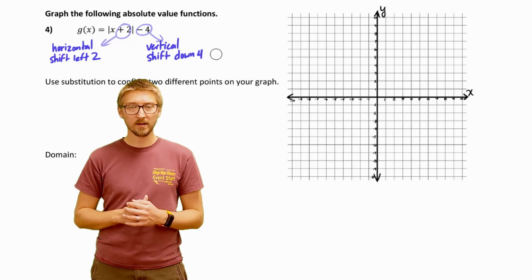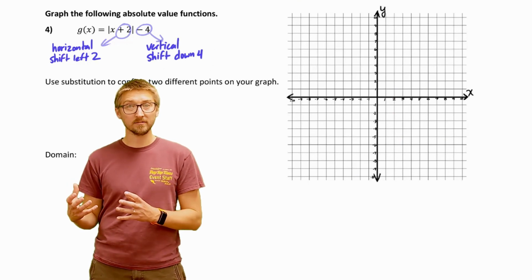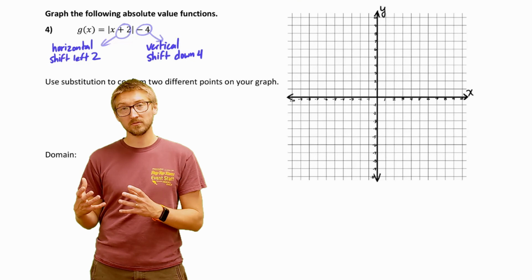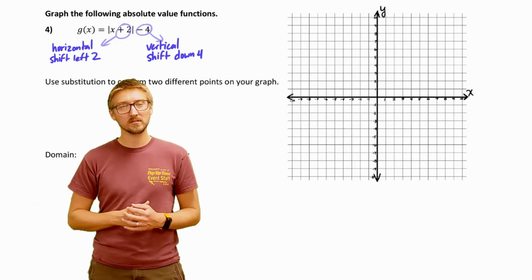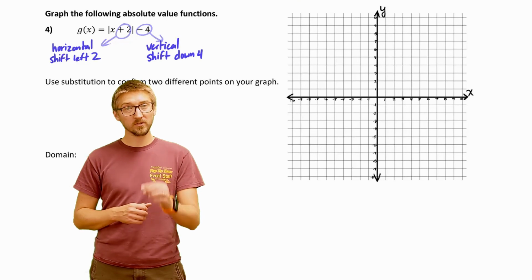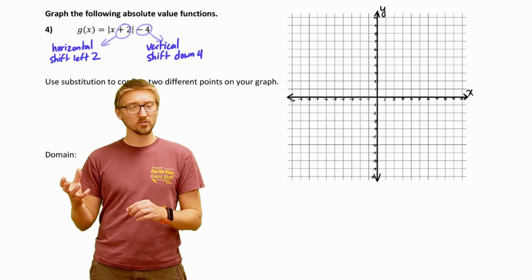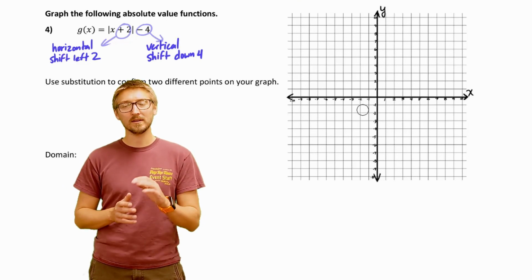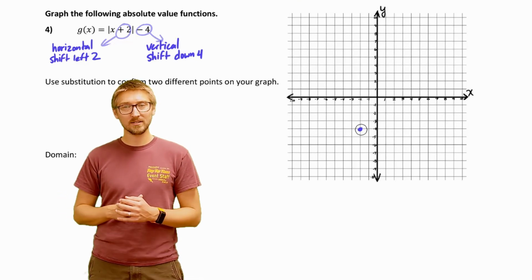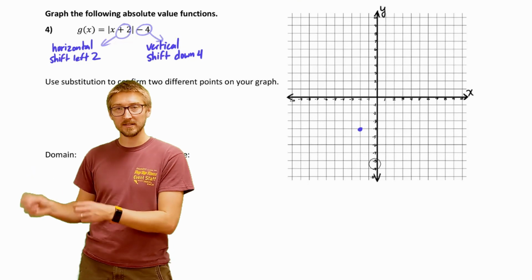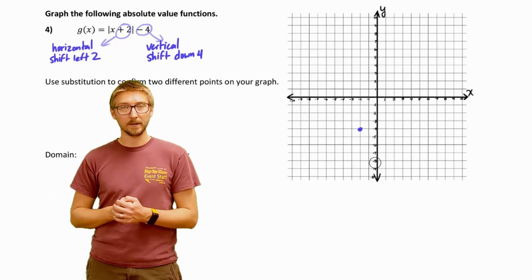Now what is interesting is our parent graph shifting left 2 and down 4, that vertex point is leading the way. That's what I always typically start with. Because the vertex is on the origin, stretches and compressions and things like that don't influence it. Now I know we don't have that here, so it's pretty easy to start with moving left 2 and down 4 and plotting a point here.